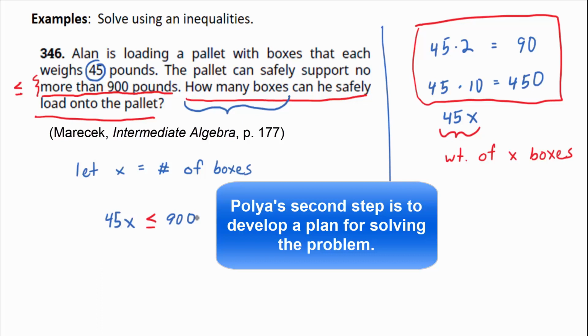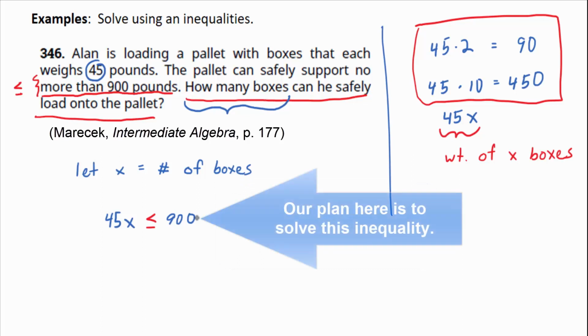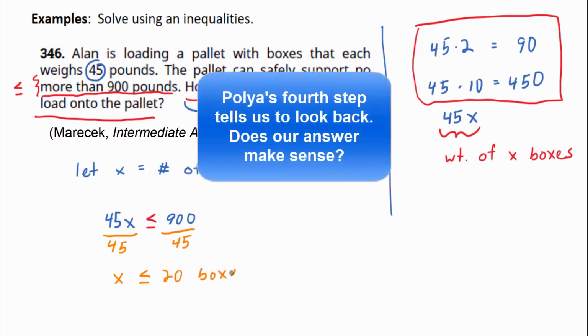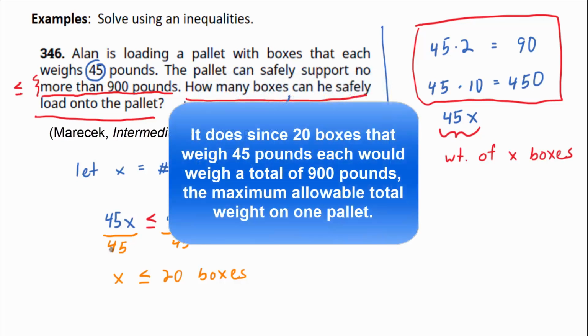Does that make sense? Anybody have questions on that? Well, that's not so hard to solve, is it? What do you do to solve that? Divide by 45. There you go. And what do you get? x is less than or equal to 20. 20 what? x is counting the number of boxes, so 20 boxes. As long as you put in units there, I'd probably be pretty satisfied with your answer.